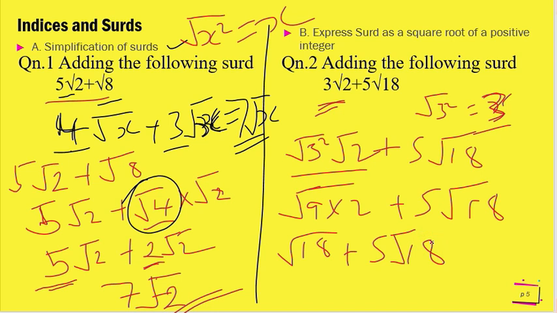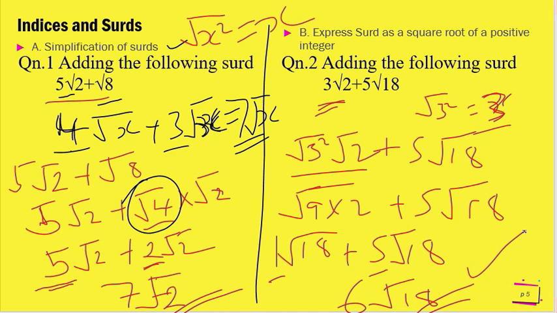Now adding is very simple because everything inside the root is now the same. So consider adding the coefficients here. The coefficient of the first is 1. So 1 plus 5 is 6, 6 root 18. So that becomes the answer.